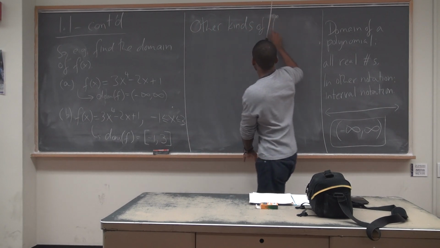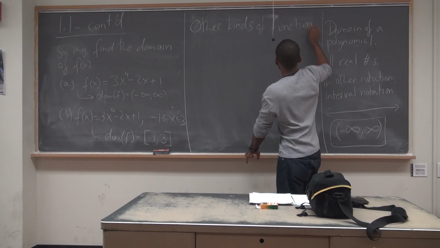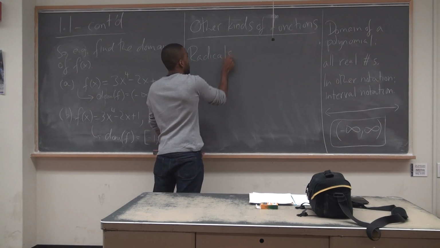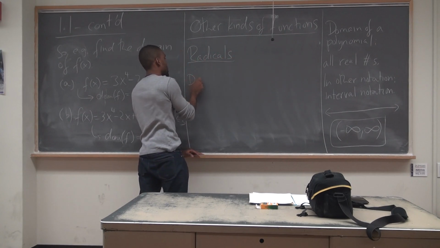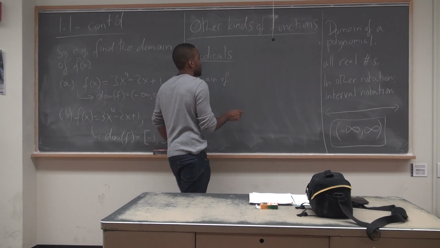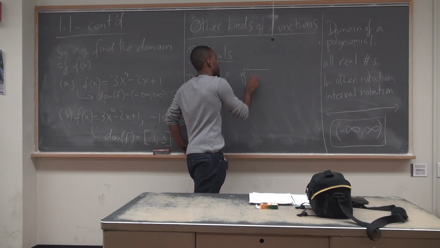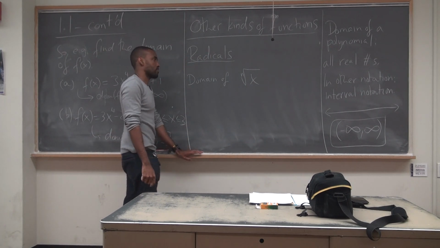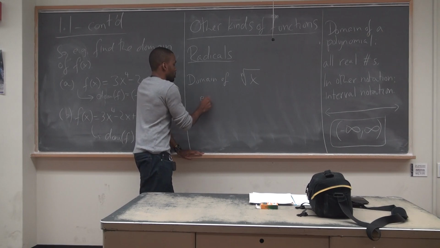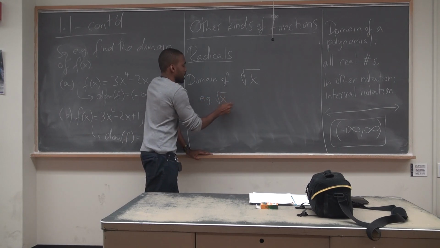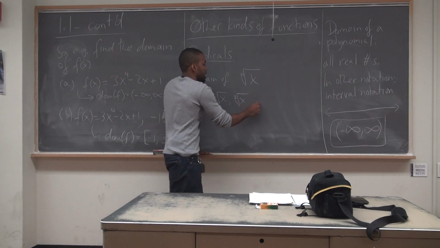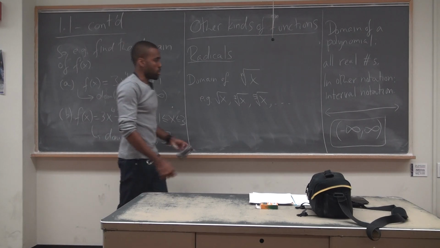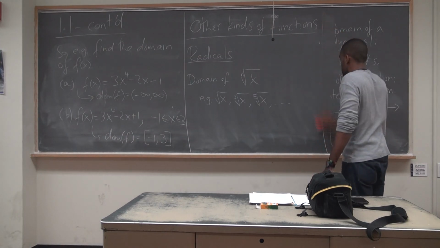Other kinds of functions. So let's look at things like radicals. Let's look at something like the domain of the nth root of x. Radical x. What is the domain here? For example, I can have the square root of x, I can have the cube root of x, I can have the fifth root of x, etc. Things of that form. What is the domain? 0 to infinity.